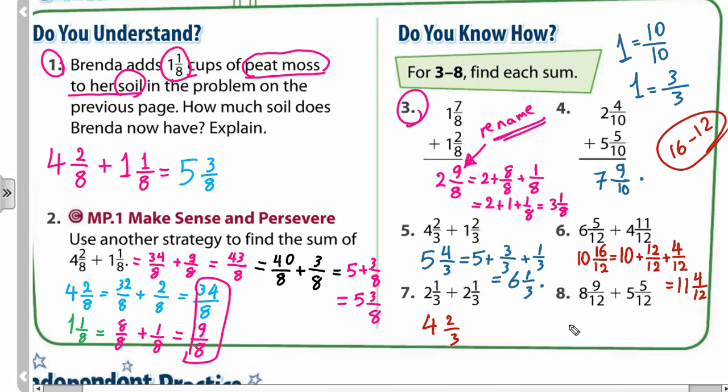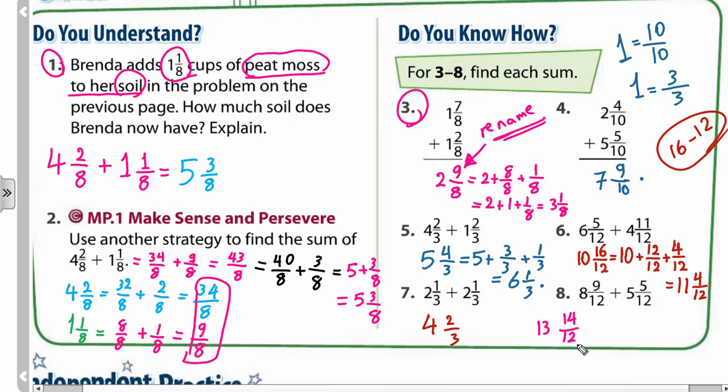9/12 plus 5/12. 12 is 9 plus 5 equals 14 and 12. No, do not add the denominator, my hero. Do you remember? We add only the numerator and use the same denominator. 9 plus 5 equals 14. Do you need to rename?